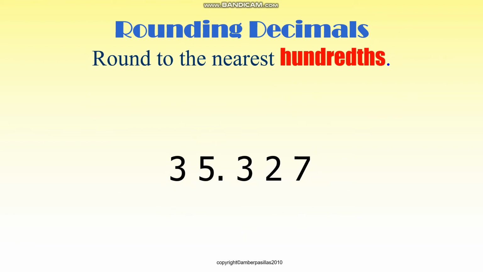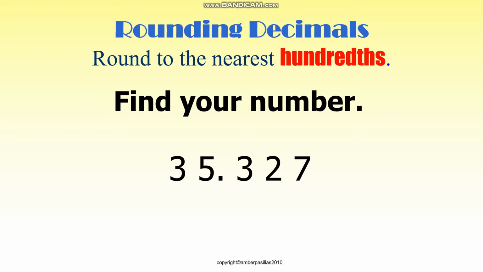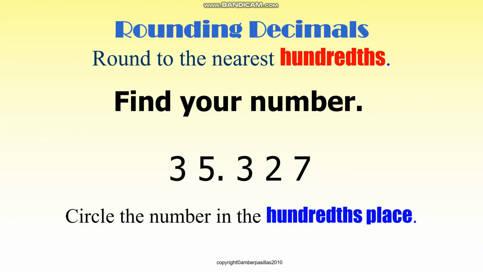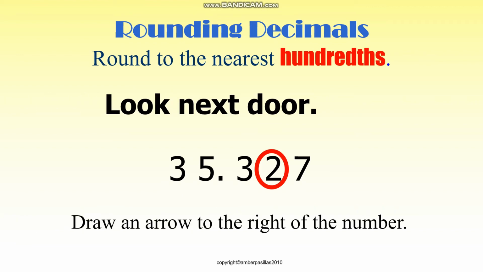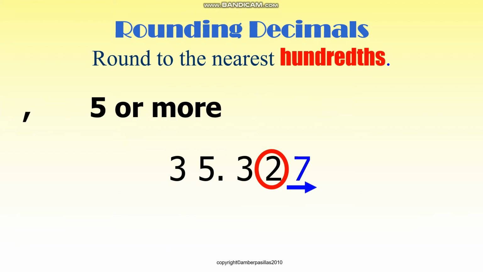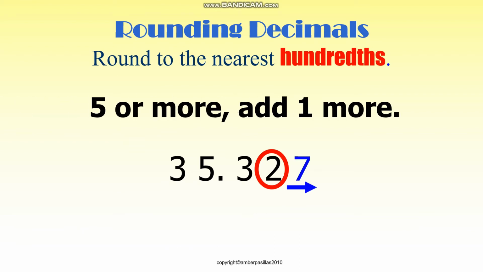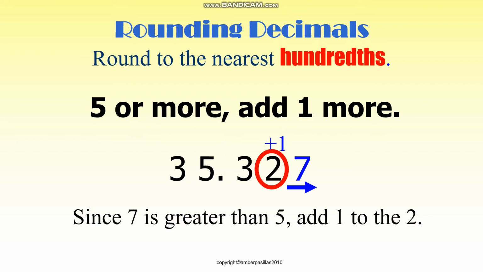Another example is round to the nearest hundredths. The first step, you need to find your number. You need to find where the hundredths place is. So the hundredths place is 2. And the second step is look next door. You need to draw an arrow to the right of the number. Since it is followed by 7, we need to apply the rule, which is 5 or more, add 1 more. So we need to add 1 to 2, so 2 becomes 3.